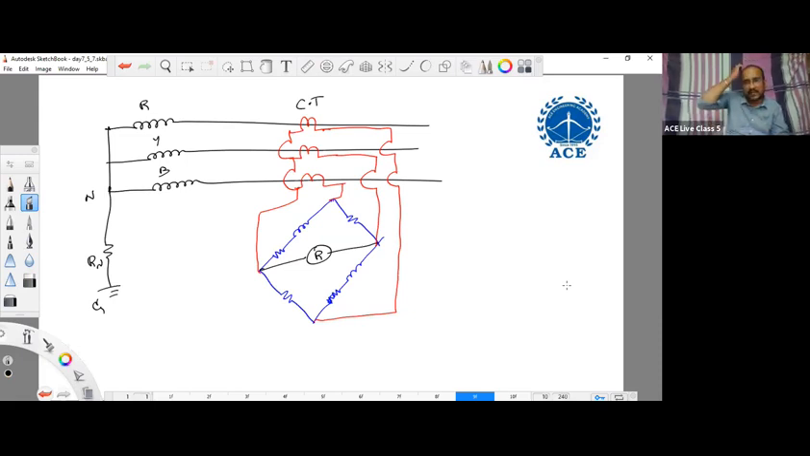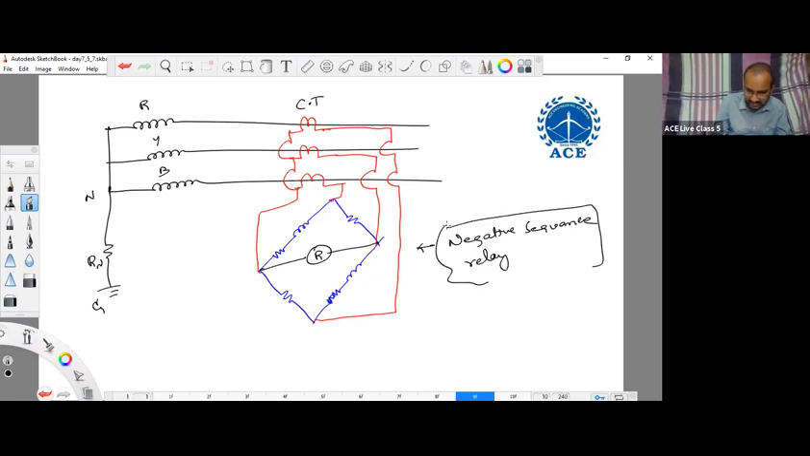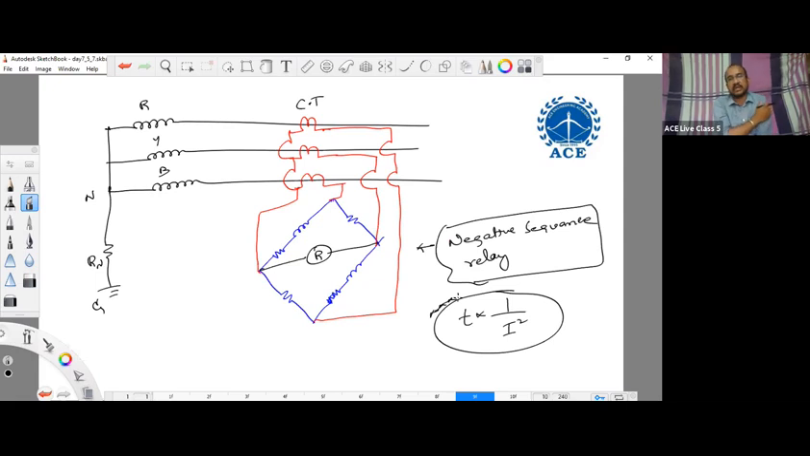Whenever the loading is unbalanced, automatically the currents in the series will not be equal, so the bridge balance will be disturbed, and the relay will operate. So this is known as what? Negative sequence relay. Generally the time of operation of a negative sequence relay is inversely proportional to the square of the current. The time of operation is inversely proportional to what? Square of the current. Okay.